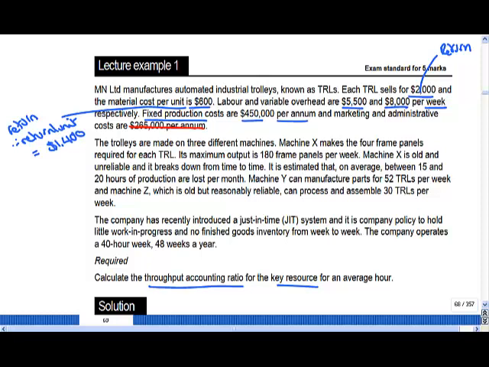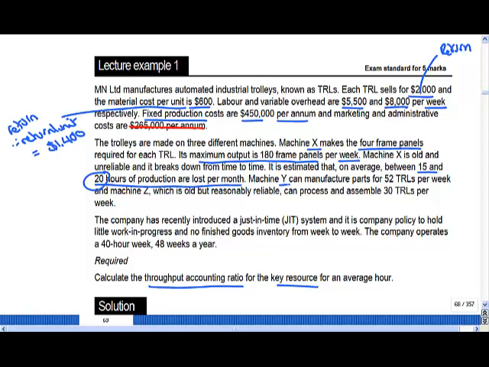The trolleys are made on 3 different machines. Machine X makes the 4 frame panels required for each trolley, and its maximum output is 180 frame panels. Machine X is old and unreliable, and it breaks down from time to time. So it's estimated that 20 hours of production are lost per month. So whilst it's capable of making 180 frames, we're not actually going to get 180 frames from it. Now here, again, note you've got a difference in time. The frames were per week, but this loss is per month.